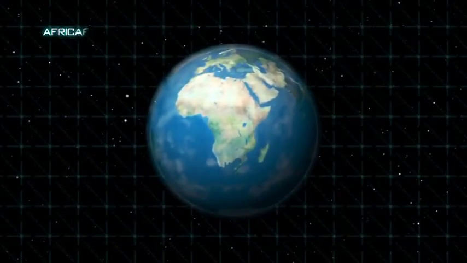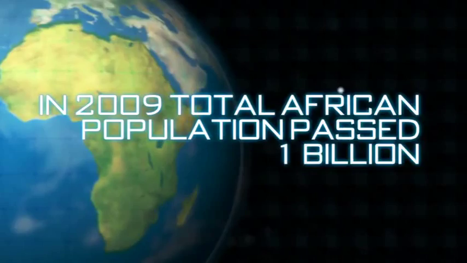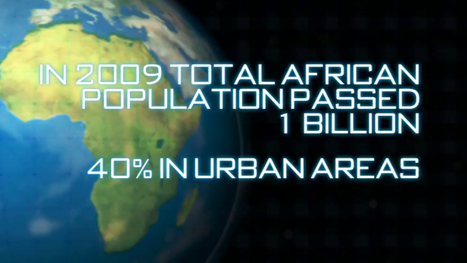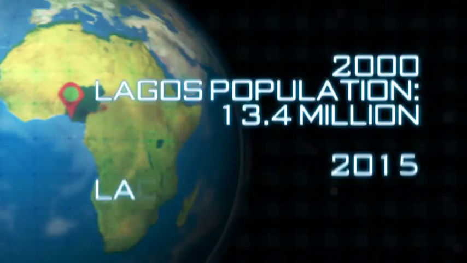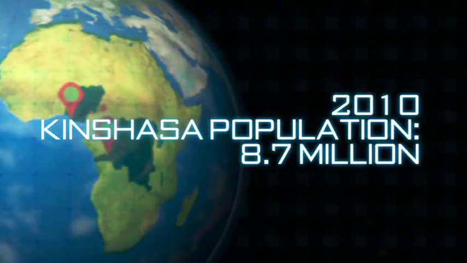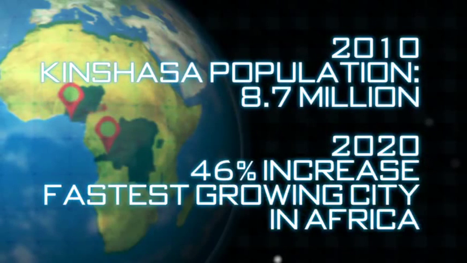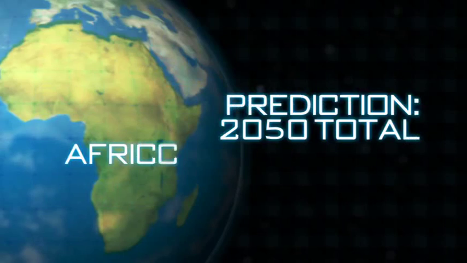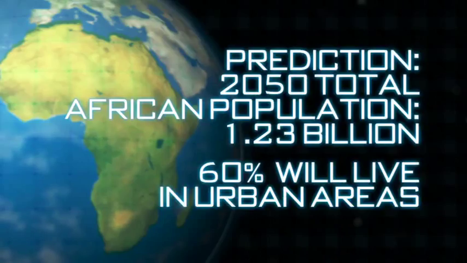Now, let's take a closer look at Africa's urbanization stats. In 2009, for the first time, Africa's total population passed the 1 billion mark. 40% of that number lived in urban areas. In 2000, Lagos had a population of 13.4 million people. In 2015, that number will be 23.2 million. In 2010, Kinshasa had a population of 8.7 million, and this number will increase by 46% by 2020, making it the fastest growing city on the continent. It's predicted that by 2050, more than 60% of Africa's total potential 1.23 billion population will live in urban areas.